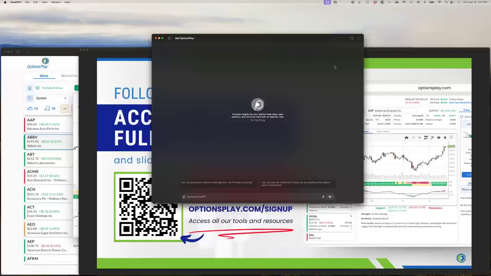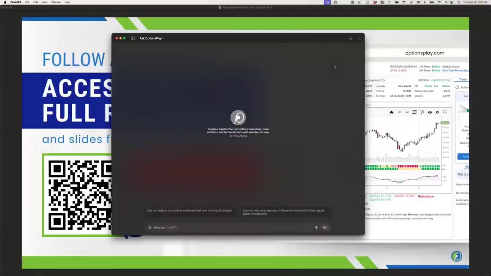The trading assistant itself is completely free of charge. Anyone with ChatGPT, you can sign up for a free account on chatgpt.com, will have access to this trading assistant. So the trading assistant is free of charge, available to everyone.